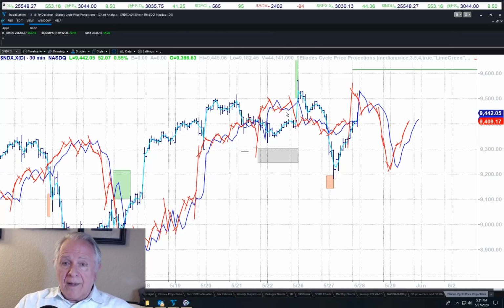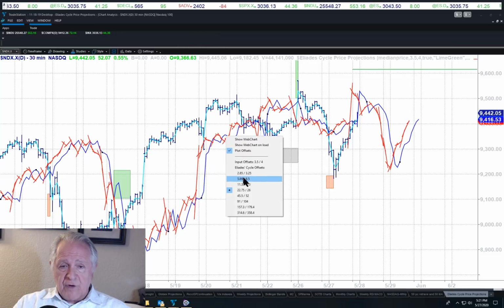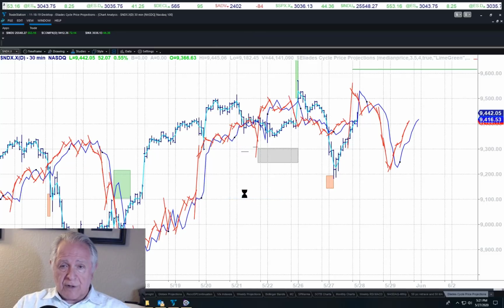So here was the upside projection. It hit right in the middle of the projection window. This morning we came down. Look at this. Hit right inside here. Now, the important thing when you come down to an area like this is to look at the next longer offset and see if you have lower downside projections. So let's do that.